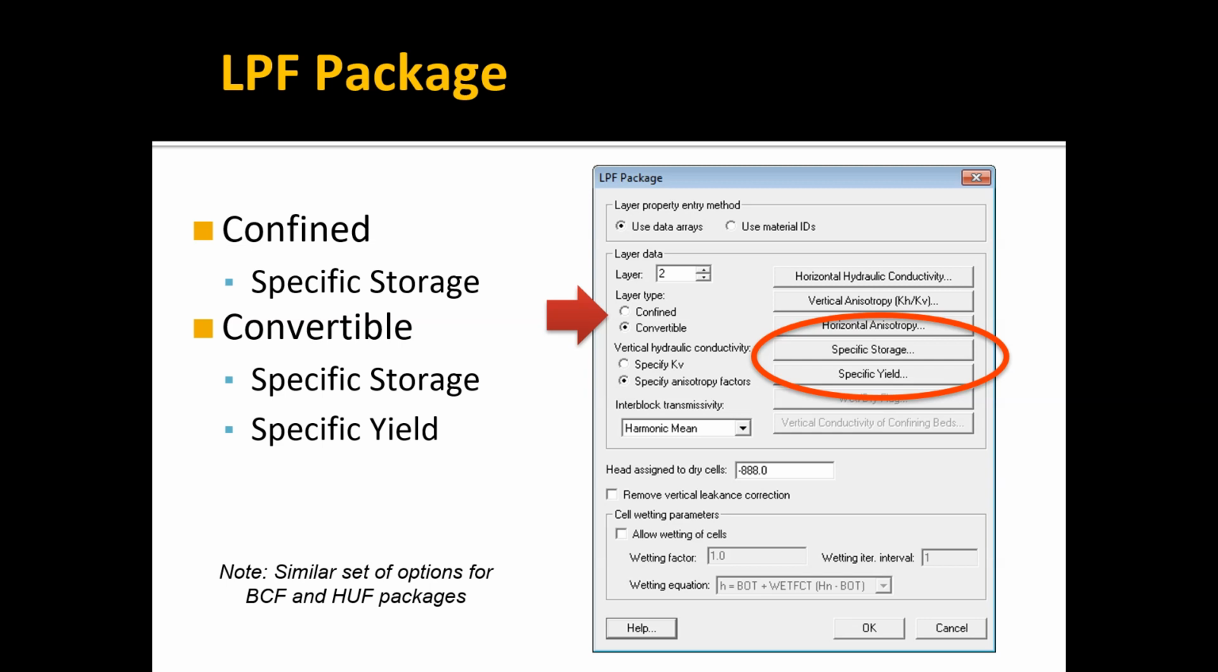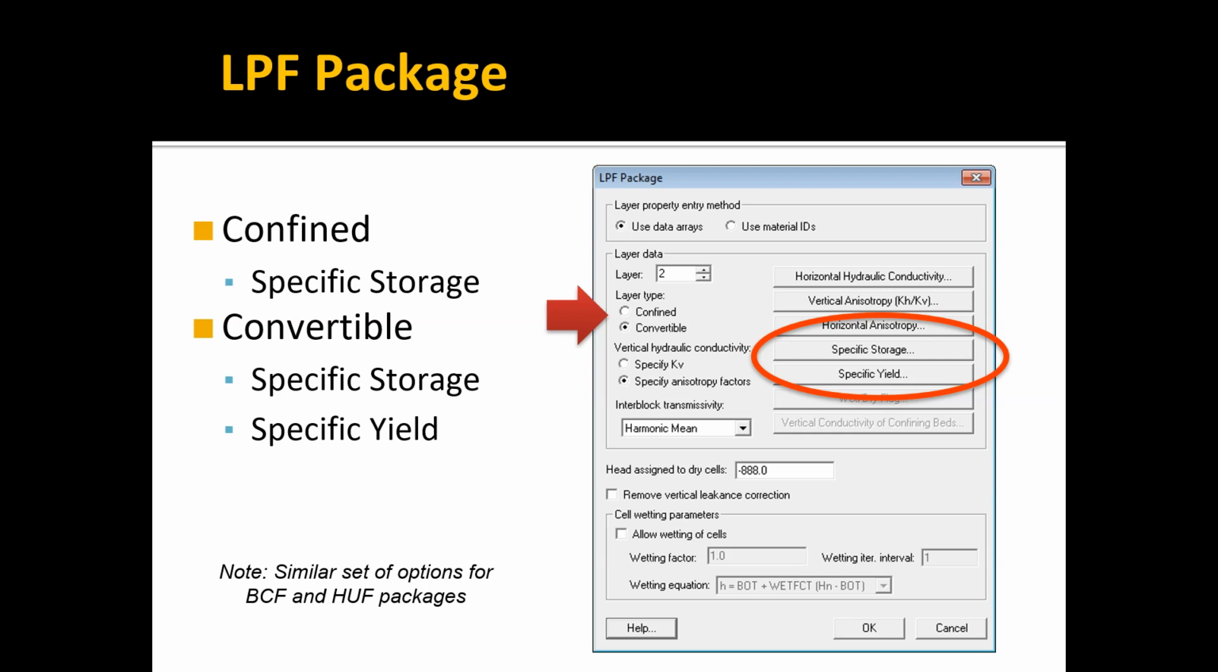Now, if it's a convertible layer, and when do we use this? Convertible means that it may start out saturated, but could convert to partially saturated. And what I mean by that is it could be that the head in the cell drops below the top elevation of the cell. So it starts out confined, but could become unconfined. Or it could start out as unconfined. So if at any point during the simulation there's a chance that the head would be below the top elevation of the cell, you want to mark that as convertible, and convertible is the default layer type for all layers.